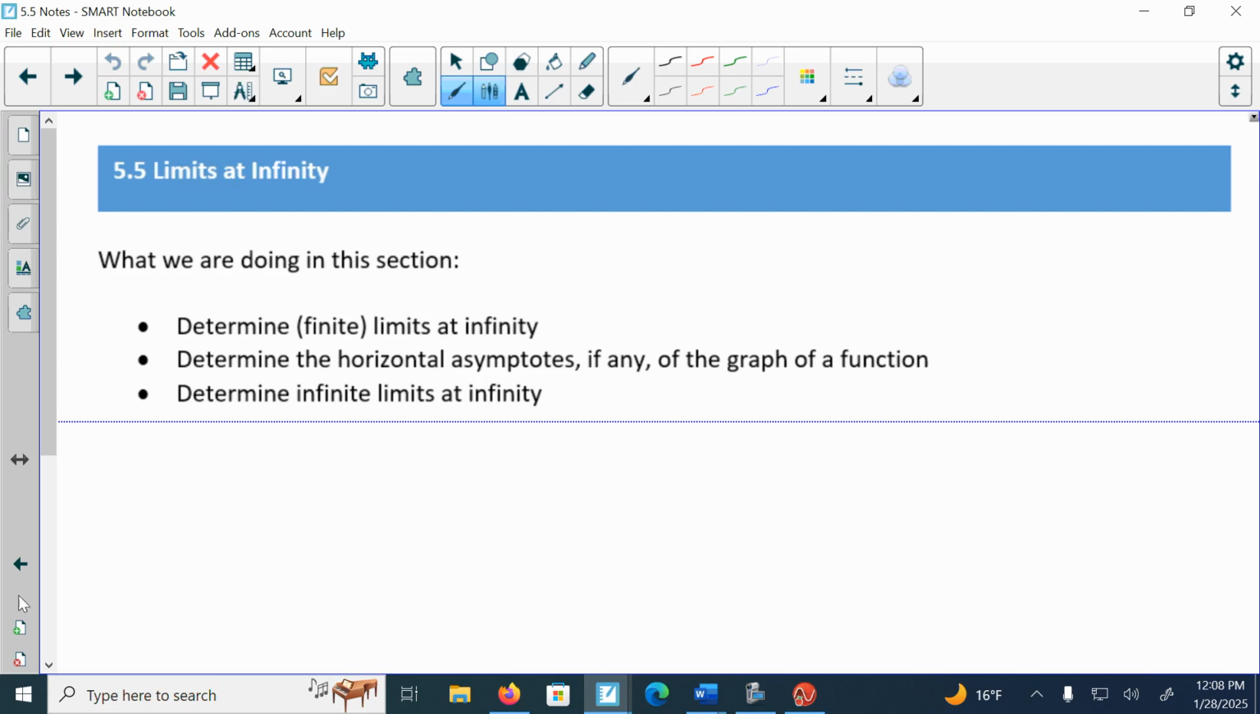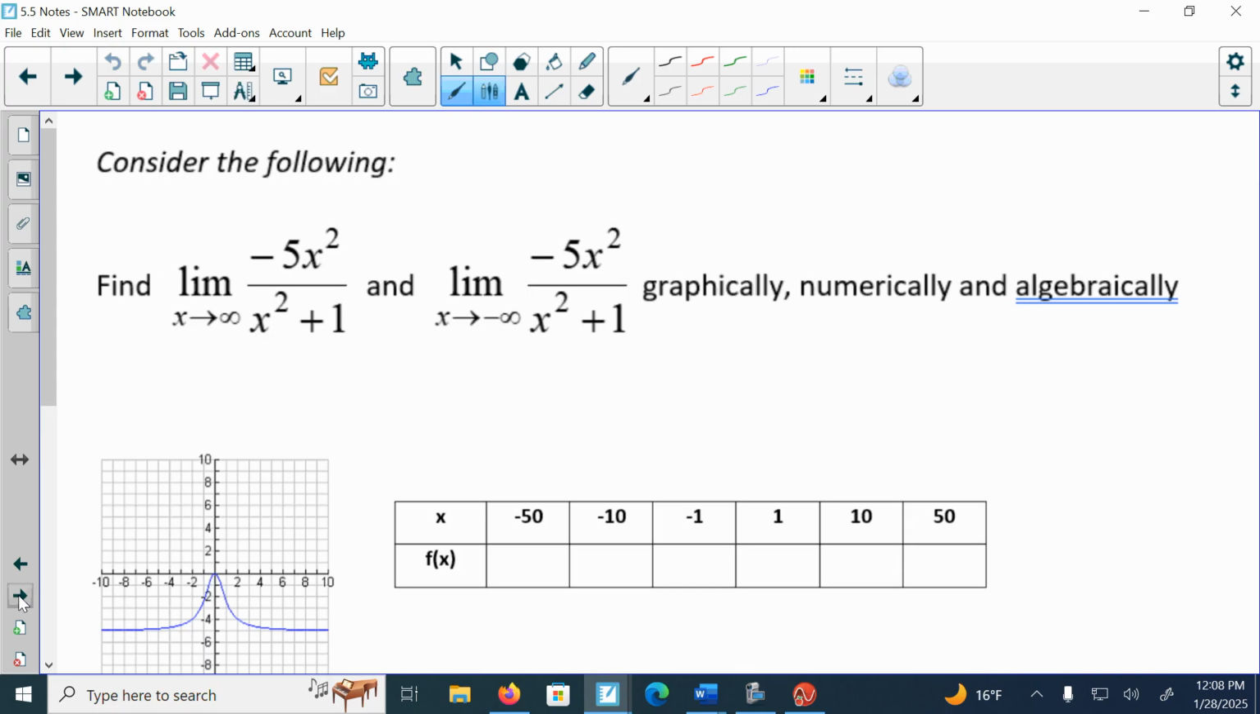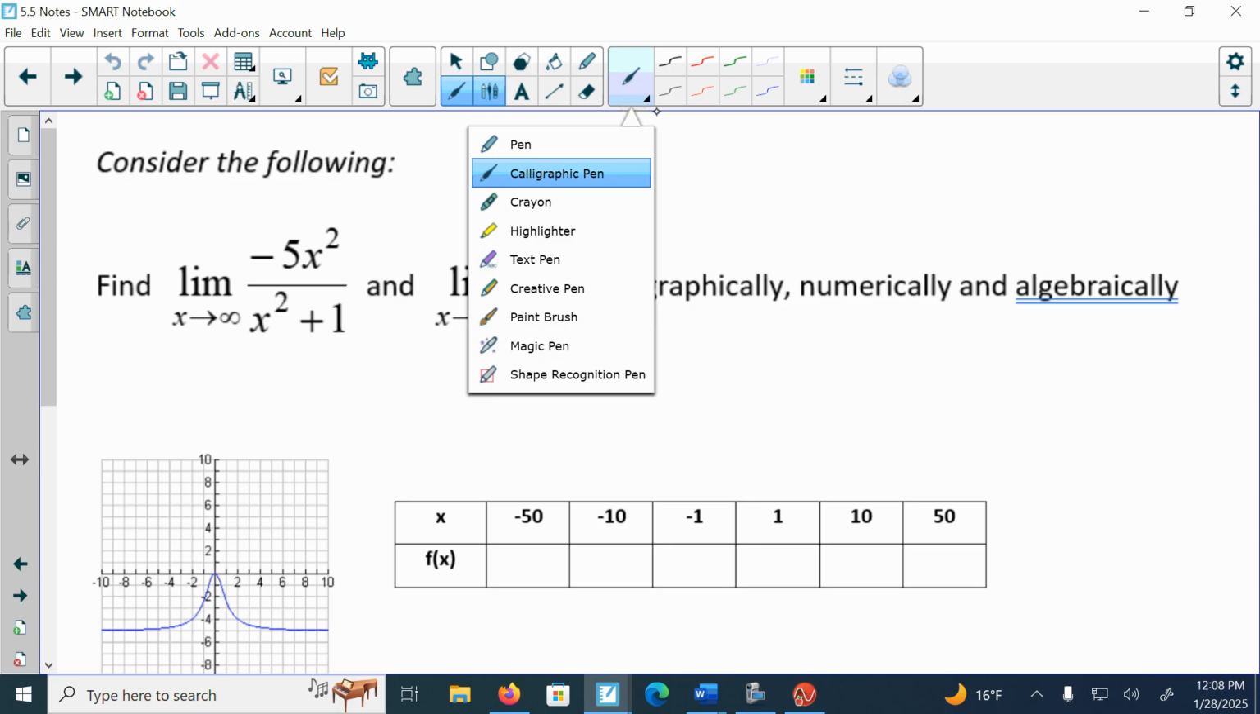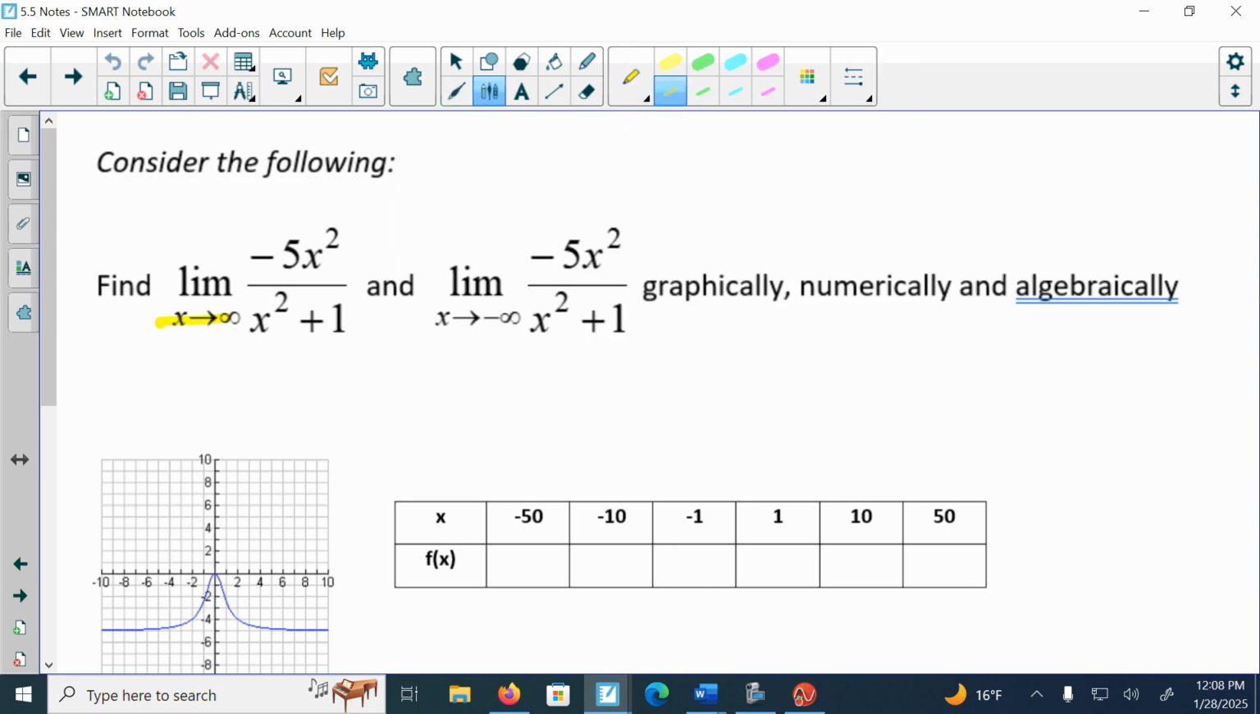So let's go back and review. If I have the following equation and I want you to find the limit as x approaches positive infinity, that means as the graph goes further and further right. When x approaches negative infinity, that's asking what's going on as the graph goes further and further left. Some people like to call this end behavior. So it's what is the graph doing at the end, as far to the right or as far to the left.